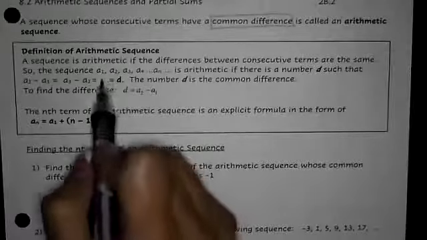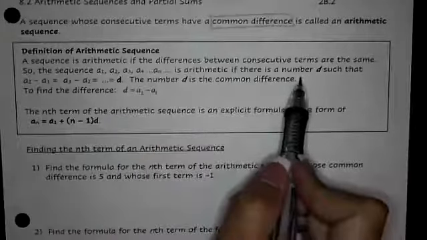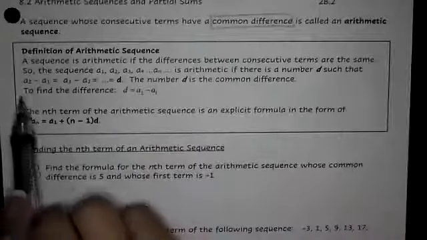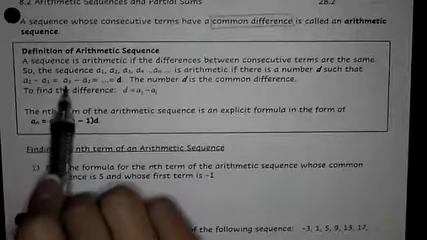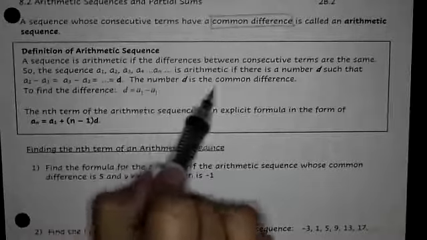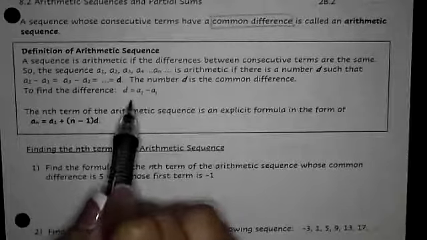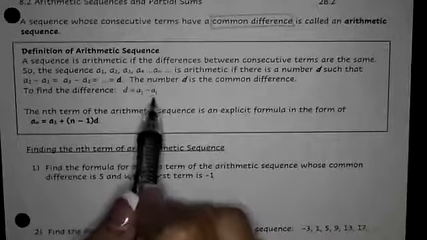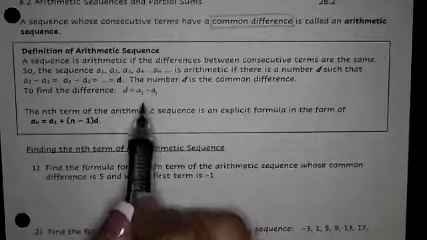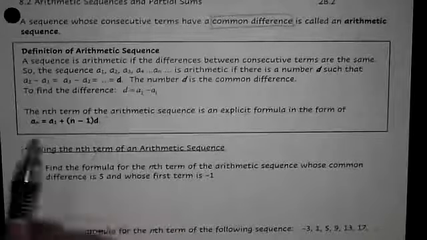So the sequence A1, A2, A3, A4, and so on is arithmetic if there is a number D such that A2 minus A1 equals A3 minus A2 equals D. The number D is the common difference. To find that difference, we take our second term and subtract our first term. That's going to give us D. So those first differences are going to be our D value.